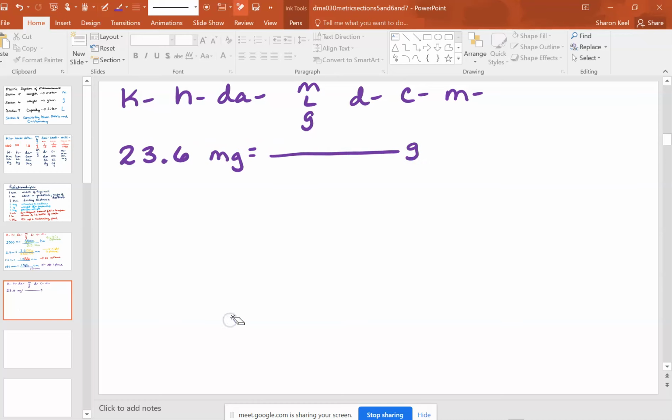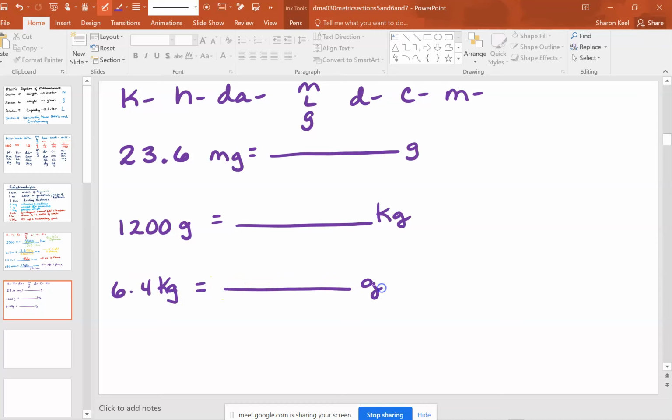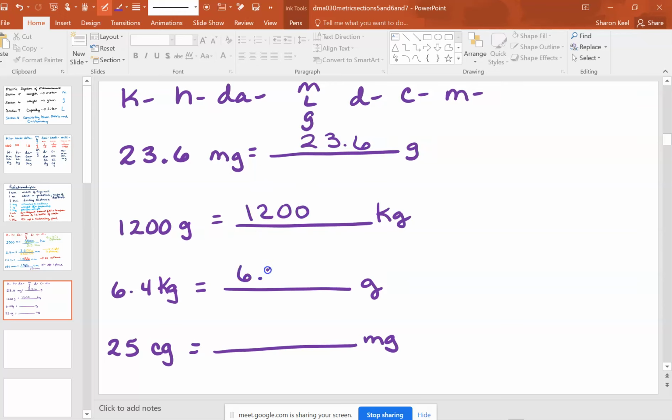I'm going to go ahead and write the problems up here that we're going to do. We're going to do 1,200 grams to kilograms. We're going to do 6.4 kilograms. We're going to convert that to grams. And we're going to do 25 centigrams to milligrams. Okay, so for each of these, I'm going to write the number originally as you see it here. And then in a moment, we're going to determine which direction and how many places we're going to go.